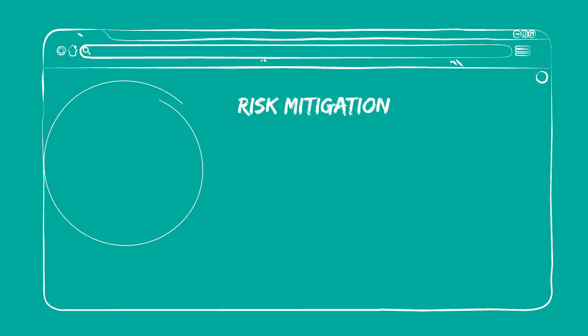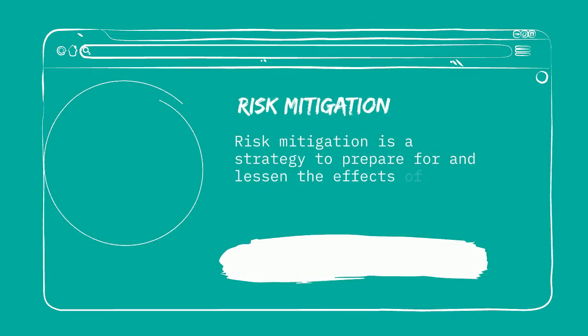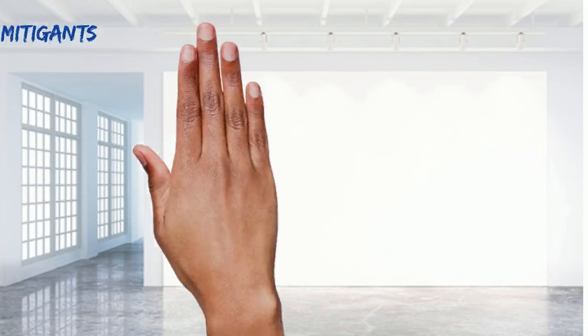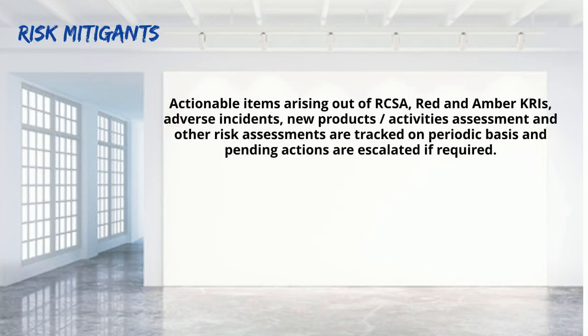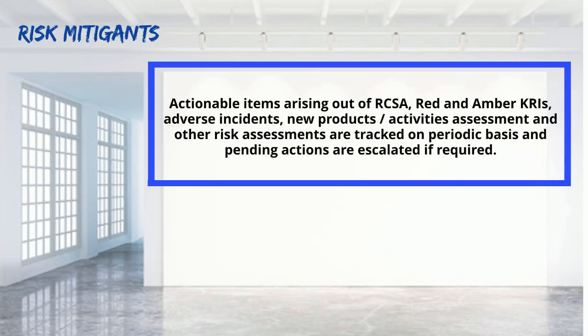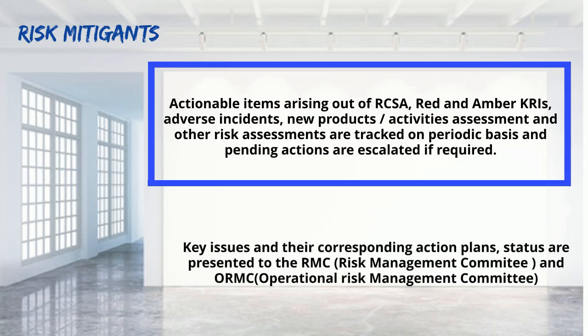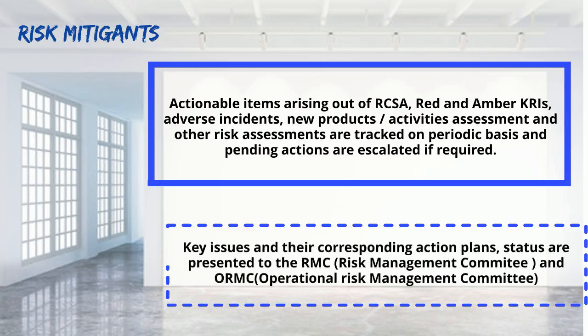Risk mitigation is a strategy to prepare for and lessen the effects of threats faced by a business. The risk mitigants are actionable items arising out of RCSA, where Amber KRIs, adverse incidents, new products or activities, assessments, and other risk assessments are tracked on a periodic basis, and pending actions are escalated if required. Key issues and their corresponding action plan status are presented to the RMC and ORMC.